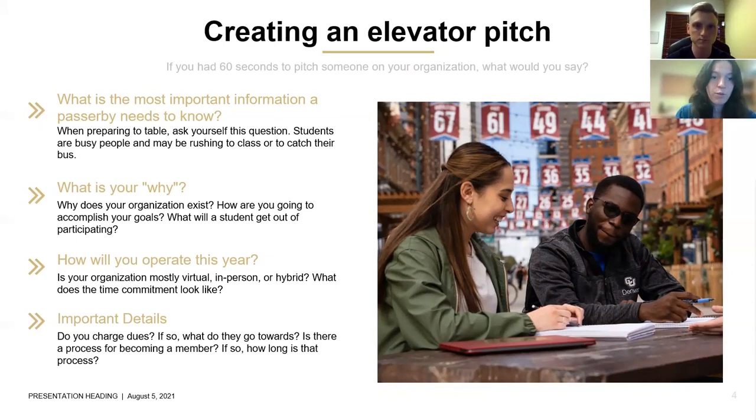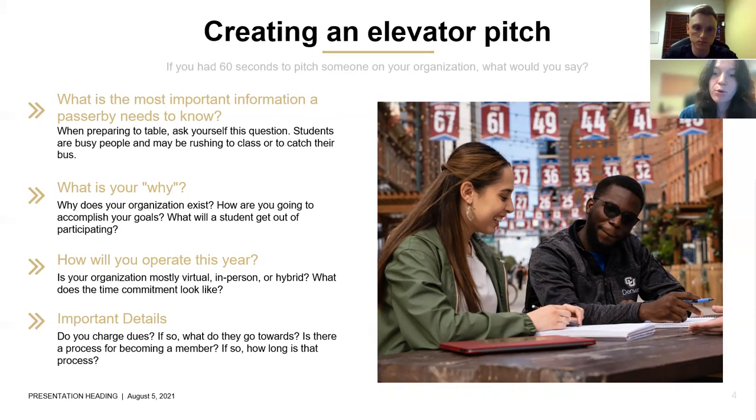Ask yourself, what is your why? Why does your organization exist? How are you going to accomplish your goals? And what can the student you're talking to get out of the experience? How are you going to operate this year? Are you mostly virtual, in person, hybrid? What does the time commitment look like? What does it mean to actually be in your organization?